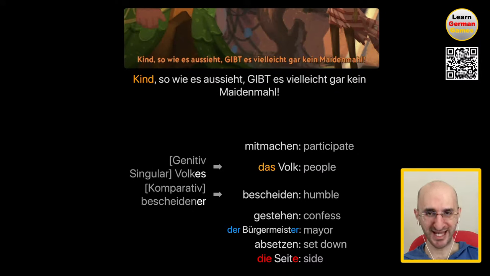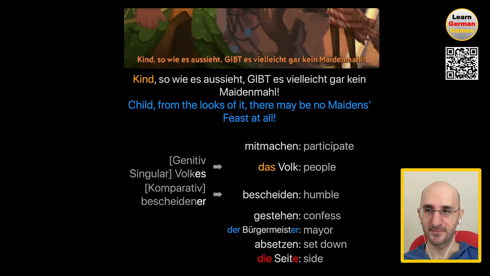Kind, so wie es aussieht, gibt es vielleicht gar kein Maidenmahl. Child, from the looks of it, there may be no maiden's feast after all. After all comes from gar. Now, some people are still having problems with the verb geben here. If you want to translate it literally, it means to exist. But whenever you translate it naturally, it means just to be. So whenever you want to say that something exists or doesn't exist, obviously there's also the verb existieren, but you generally don't use it in this kind of context. It's a very, very common kind of verb to use. So please notice every time you use it, and then you'll have a feeling of when you're supposed to use it. Because for English speakers, it might sound a bit weird to have two versions of verb to be.